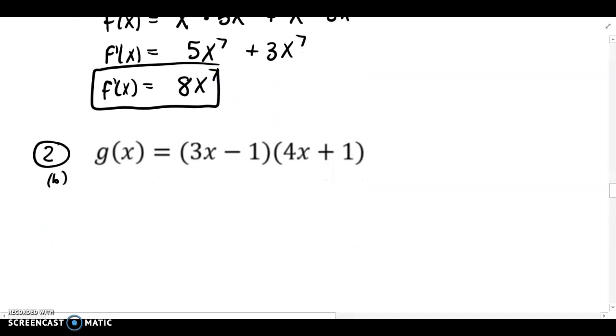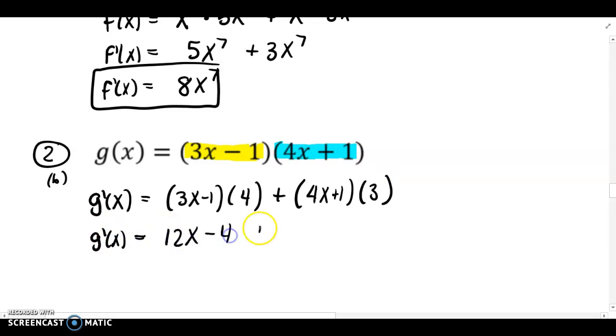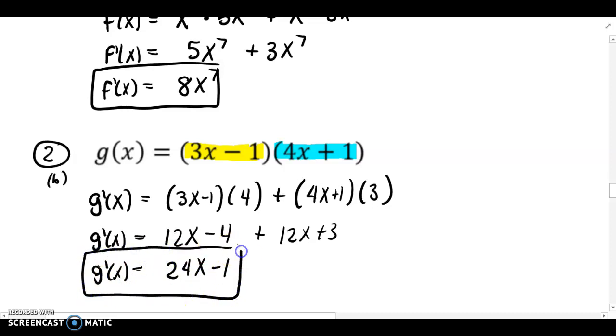Trying example B. We have our left term, which is 3x plus 1. We have our right term, which is 4x plus 1. So by taking our derivative here, we're going to do g prime of x. It's going to be left d right plus right d left. And once again, you do a little bit of simplifying here. And so we're going to get 12x minus 4 plus 12x plus 3. And so g prime of x is going to be equal to 24x minus 1, which is, again, the same answer that we have.